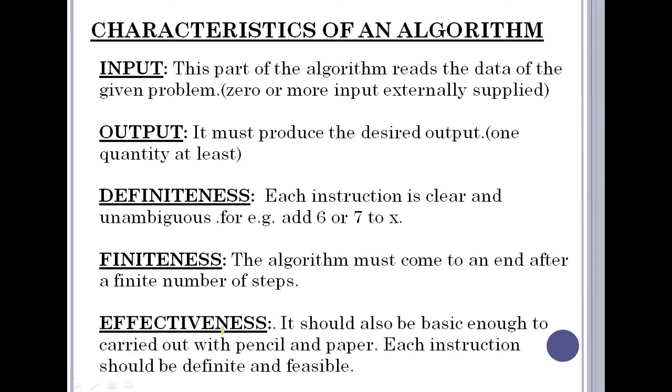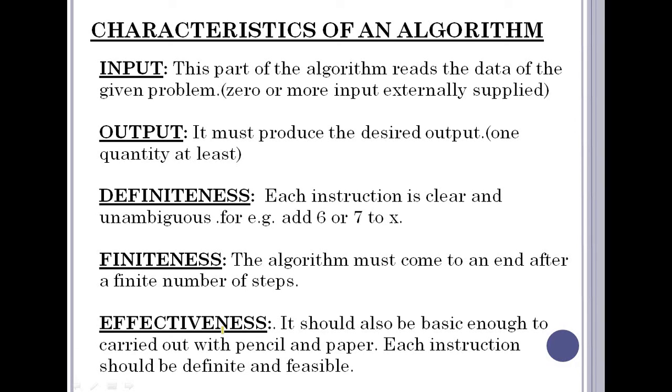Definiteness. Each instruction should be clear and unambiguous. Meaning what? If I am saying add 6 to x, the instruction is clear. There is no other meaning to that particular instruction. Next is finiteness. The algorithm must come to an end after some finite number of steps. So it should not go into an infinite loop.